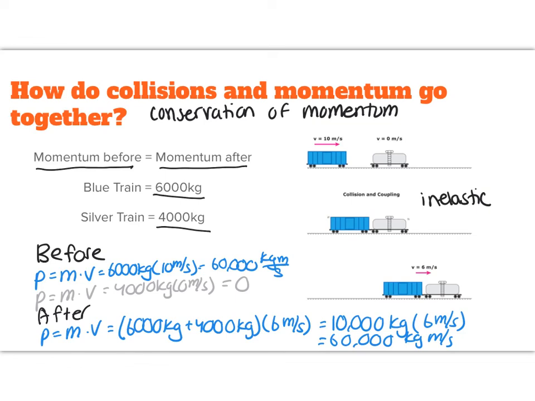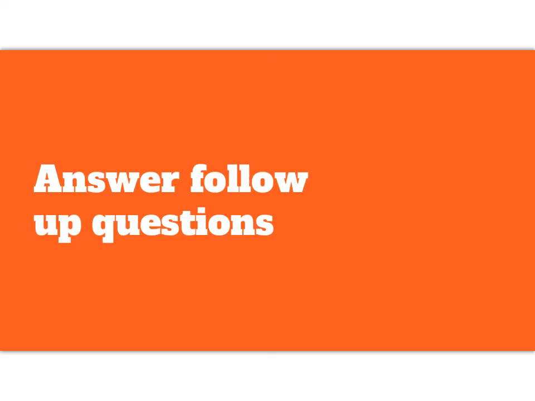So this is telling me something super important, that my momentum before is equal to my momentum after. So every collision, we can predict what's going to happen in a perfect situation. And as we know, yeah, there's some things that are lost because of friction, because of air resistance, all those things, but it is always the same before and after.